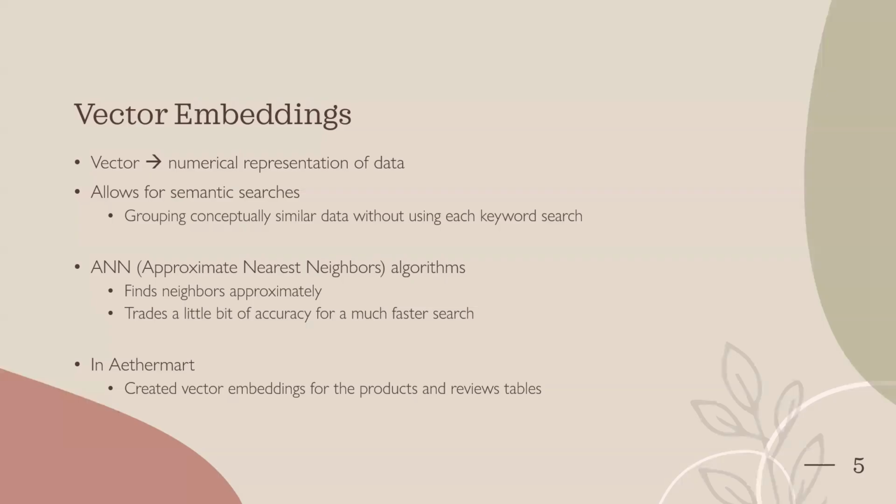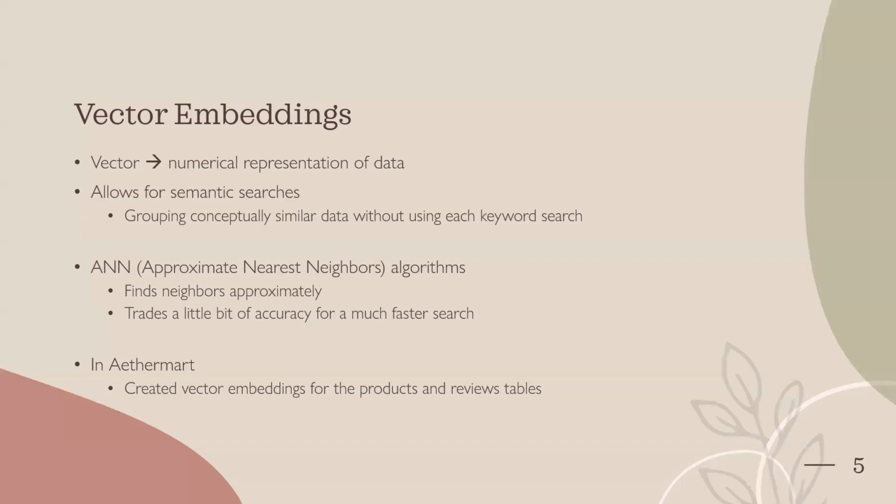And ANN, or approximate nearest neighbors, is an algorithm that finds the closest vectors to a given query vector. And since exact nearest neighbors algorithms could be really slow, especially in higher dimensional spaces, ANN can be more useful because it finds approximately the closest neighbors. And so it trades a little bit of accuracy for a much faster search.